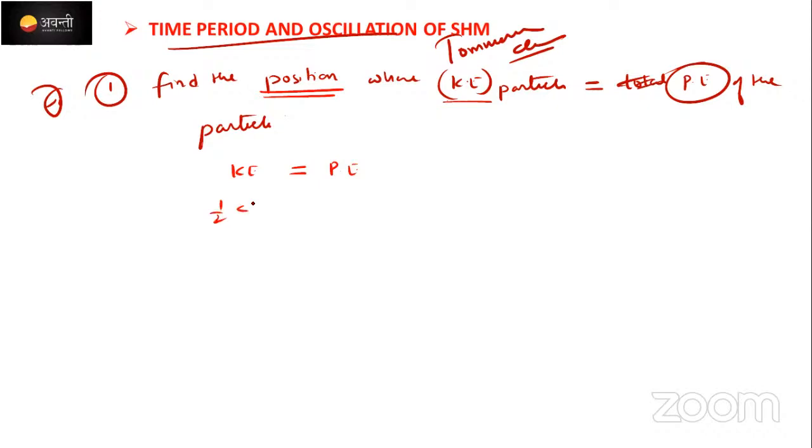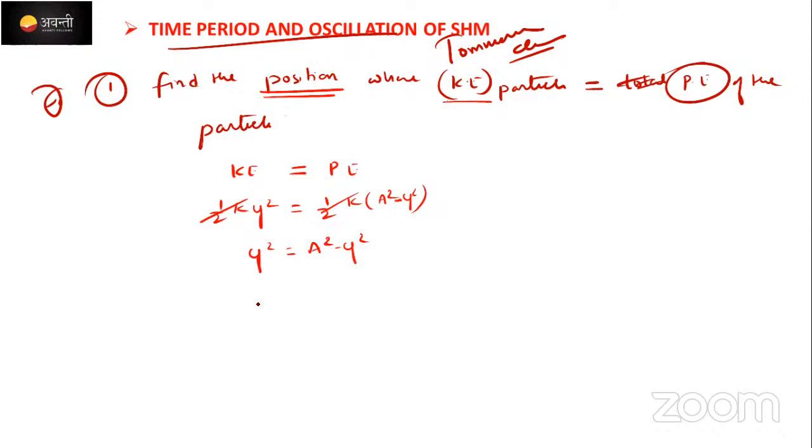Kinetic energy के लिए equation क्या होता है? Half k y square, or x square, no problem. Half k y square. Potential energy का equation क्या होता है? Half k a square minus y square, in terms of position, not in terms of time. Position में calculate कर रहा है. Half k both the side cancel. y square is equal to a square minus y square हो गया. y is the displacement. Correct now?